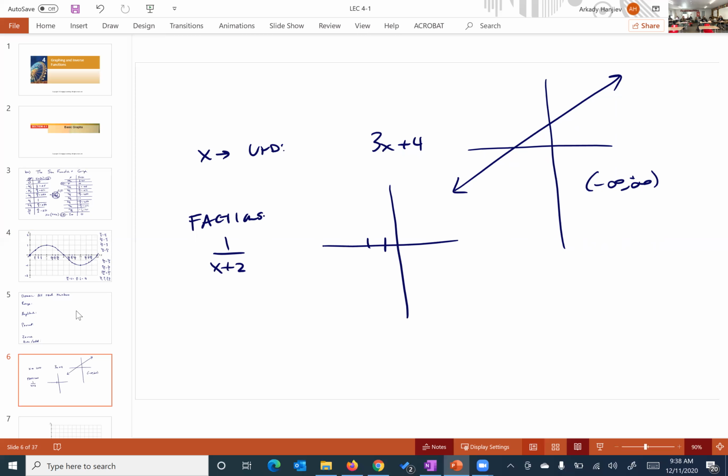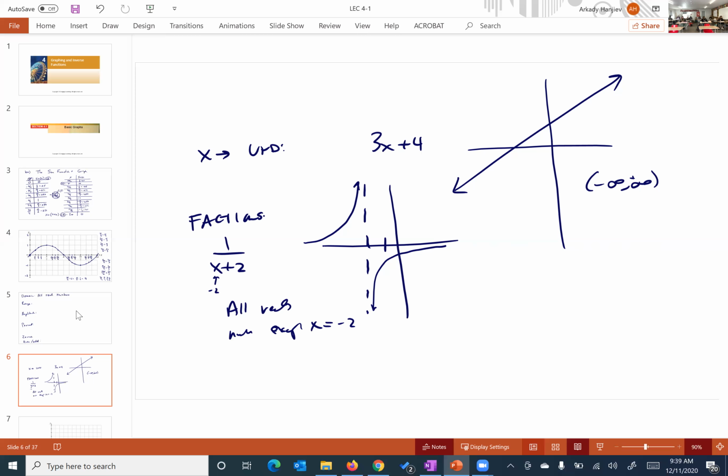At -2, notice if you plug in a -2, this fraction is going to give you a 0 inside your denominator, and that's not good. You have a vertical asymptote right here, so your graph goes like this, and then it goes like this. Right at that -2 marker, that's a problem. So in this case, we say all real numbers except x is equal to -2.